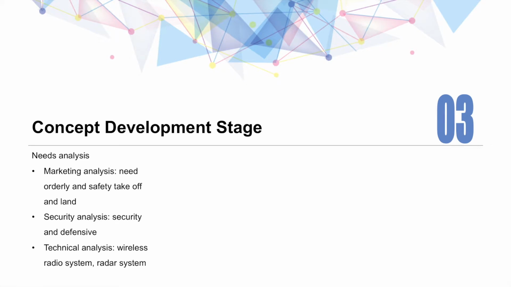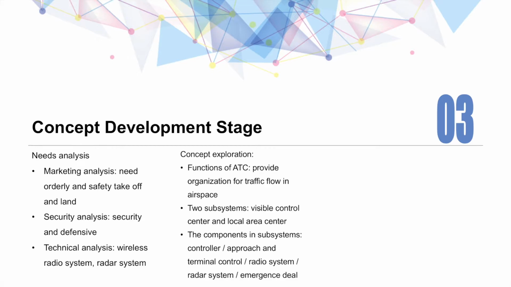The old air traffic control was done by using different colored flags to instruct the aircraft, while in the 1950s, after the radar and radio system had been widely used, the modern air traffic control system should be upgraded with this new technique, so the controller can communicate with the pilot by radio and the radar system can provide a much wider coverage of airspace. The second phase in the concept development stage is concept exploration.